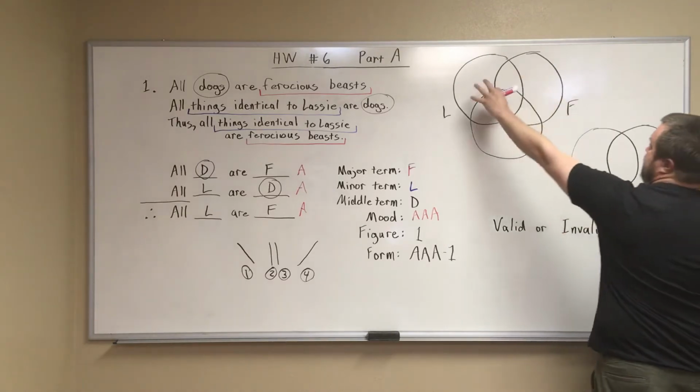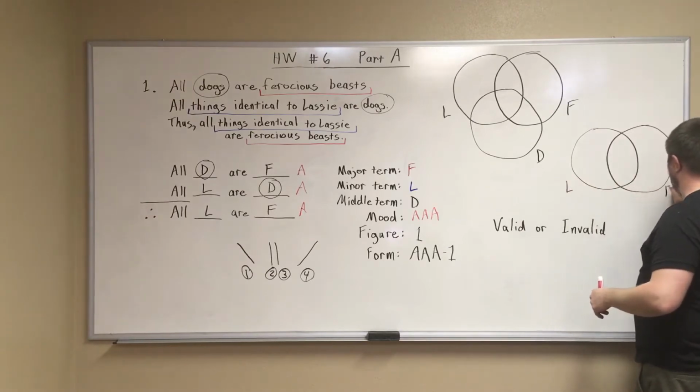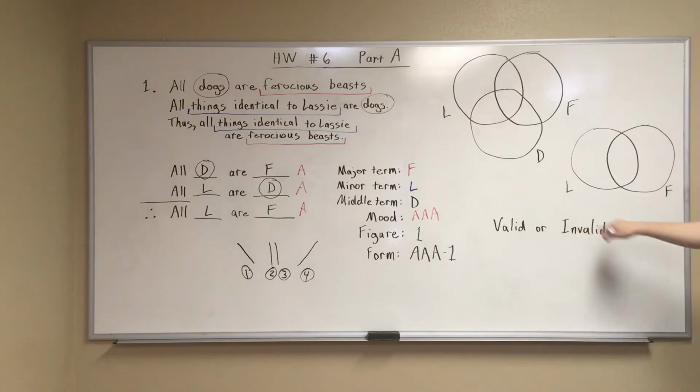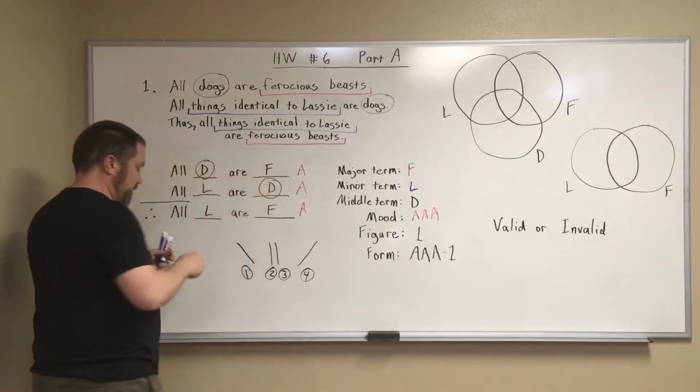And then we're only dealing with these 2 circles on the 2-circle Venn diagram. So for the conclusion, the only terms are L and F. L is on the left, F is on the right. So let's look at the first statement. All D are F.